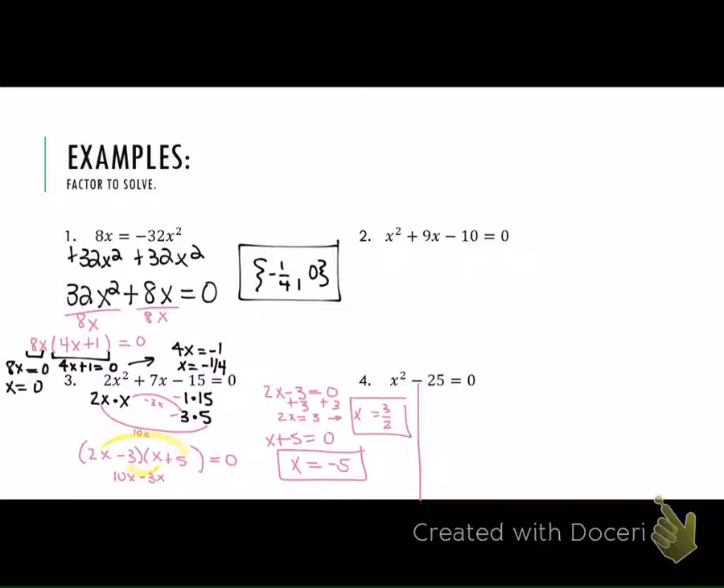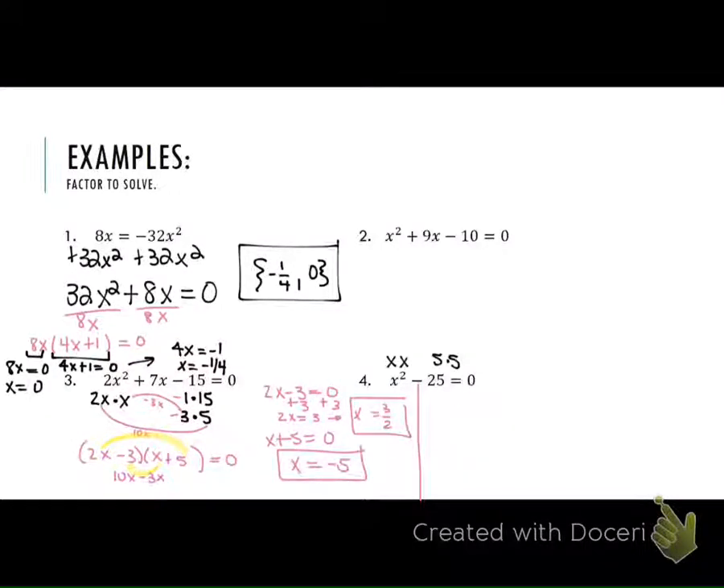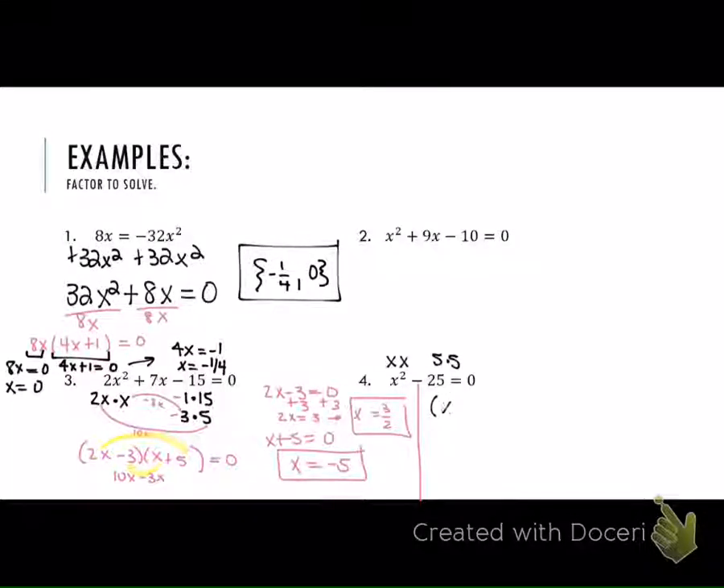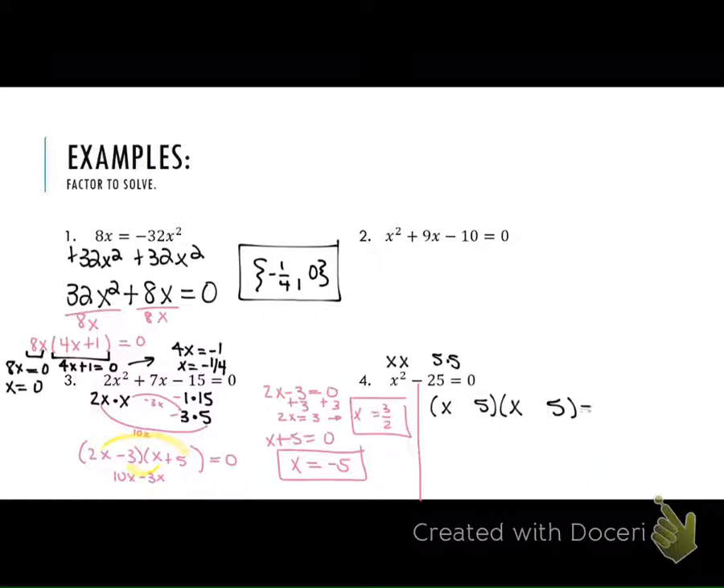Okay, last one. Is it set equal to 0? Yeah. Is there a GCF? No. It's two terms, so is this a difference of squares? Yes, x times x and 5 times 5. So it is x and 5 and x and 5.